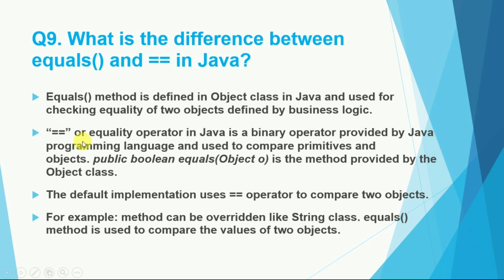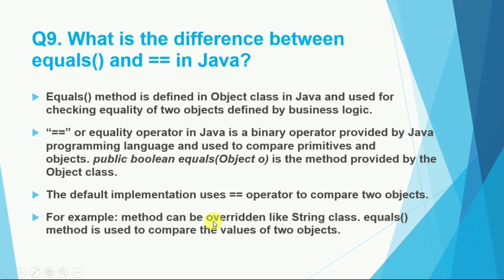Whereas the equality operator (==) in Java is a binary operator provided by the Java programming language and used to compare primitives and objects. So we can simply say equals is a method defined in the Object class in Java and used for checking equality, whereas == is an equality operator, not a method. The public boolean equals method is provided by the Object class. Its default implementation uses the == operator to compare two objects.